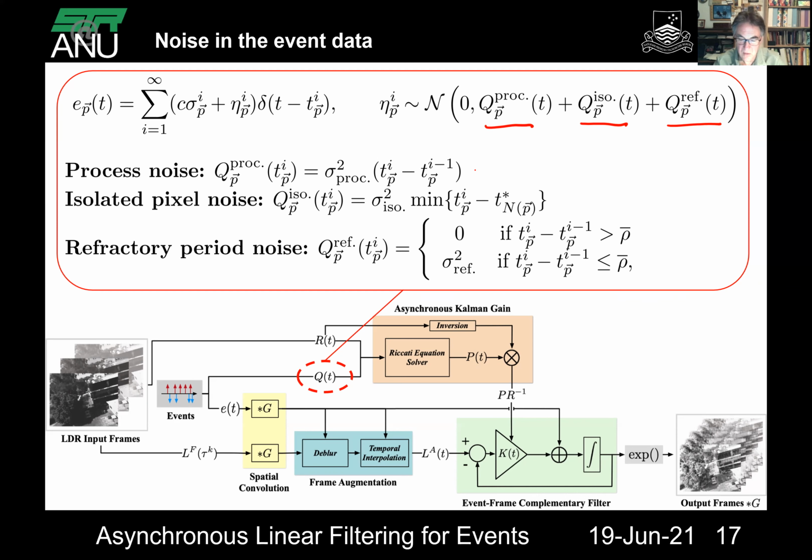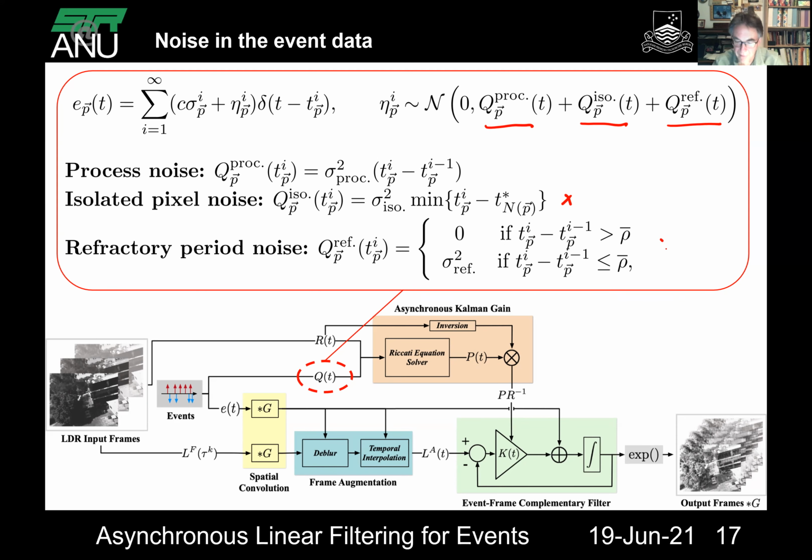So one of them is simply a process noise. So this is simply a straightforward Wiener process that we're just adding onto the event data. So it captures just the uncertainty of the events. We also have an isolated pixel noise that we add into the event. So when a pixel has been isolated, it's more likely to be noisy. So this is a standard noise model that's used in many of the camera noise reduction algorithms.